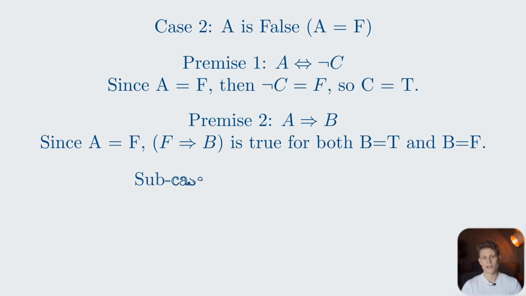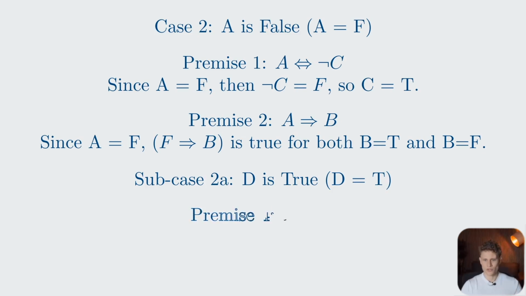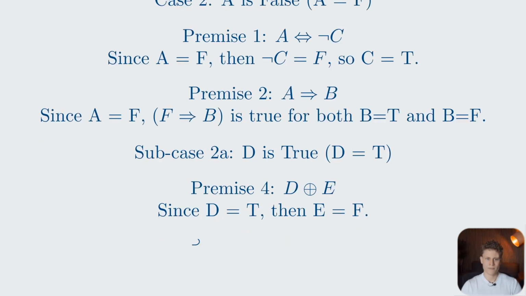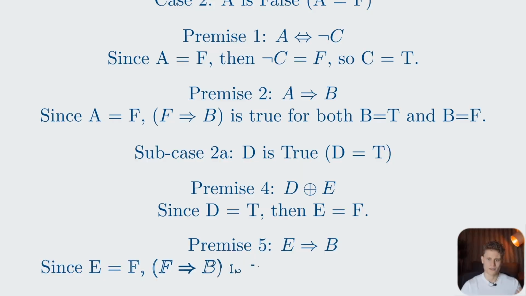Subcase 2A. Let's assume David attends. So D is true. From premise 4, D exclusive or E, since D is true, E must be false. Elena does not attend. Now we need to consider premise 5. E implies B. Since E is false, the statement is true regardless of B. So Ben's attendance is still not determined by this information. We have to split this subcase again, giving us 2 more scenarios.